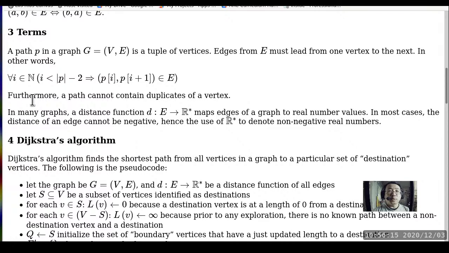Oh, this is important too. Furthermore, a path cannot contain duplicates of a vertex. So a path is, a vertex can only appear in a path up to once. It may not appear, but if it does appear, it can only appear once. It cannot appear more than once. So are we good so far? Any questions about these terms?